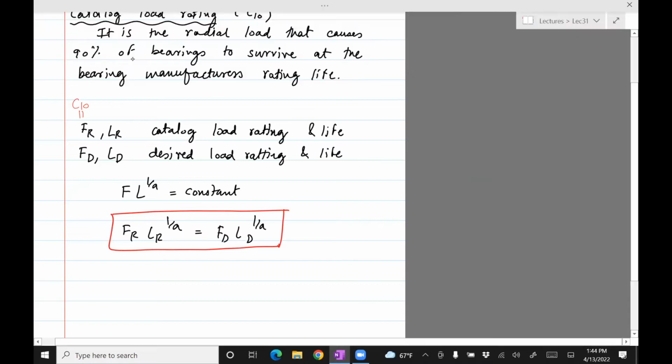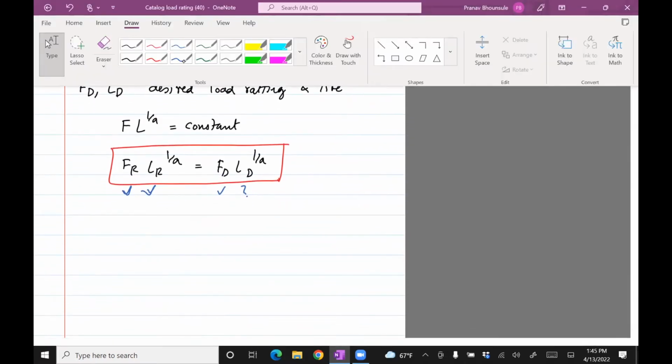So typically what happens is you would know the force in your application. There's a desired force. You will choose a bearing, you'll get F_R and L_R, and this will give you a value for L_D. Then you'll ask yourself, in my application, is this life good enough? If not, you choose a different bearing, compute with F_R L_R again, find L_D, and keep doing that till you find a life which meets your expectation. We'll see a problem where we do that.